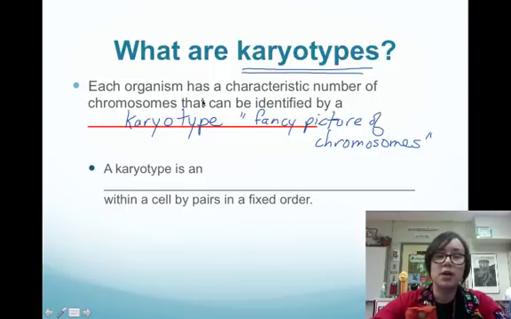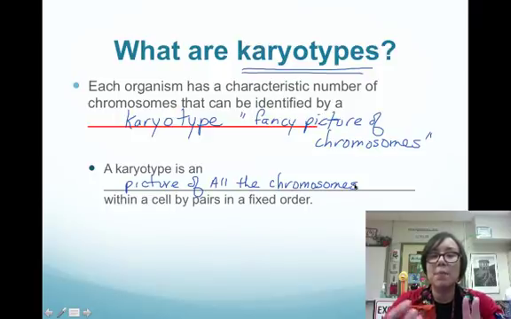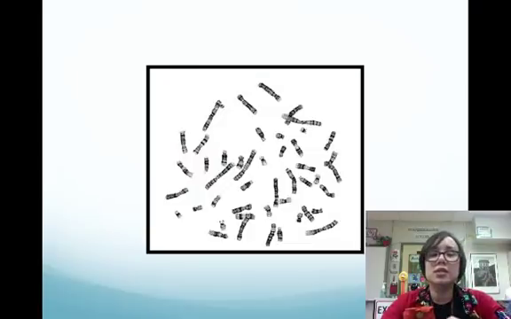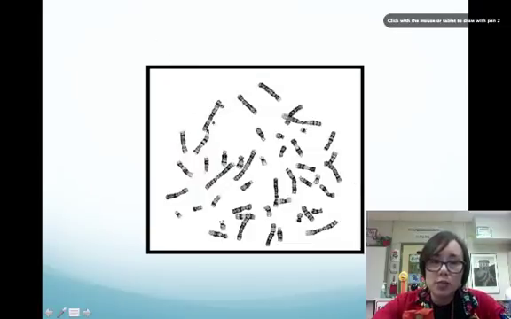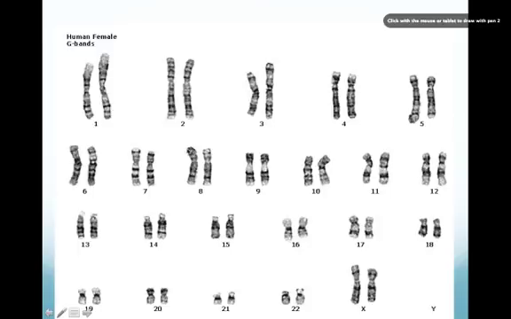So a karyotype is just a picture of all the chromosomes within a cell by pairs in a fixed order. So let me show you a specific example. If you look at this picture here, there are a bunch of chromosomes. Now these chromosomes look a little bit different than the chromosome that I showed you before because the other side is missing. Well, what we can do with this picture is organize it. When we organize this picture, we'll put all of the first pair together, the second pair, the third pair. And remember that these two are roughly the same size, shape, and control the same function.